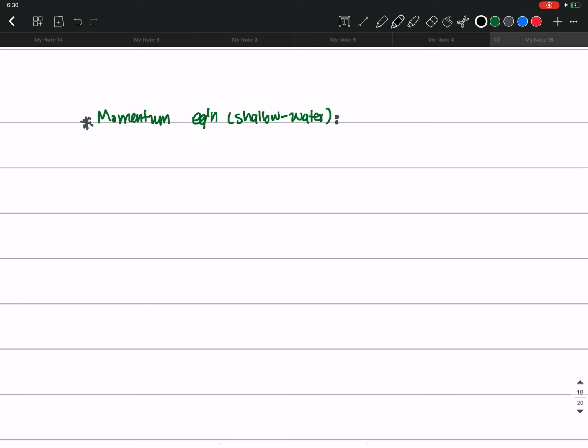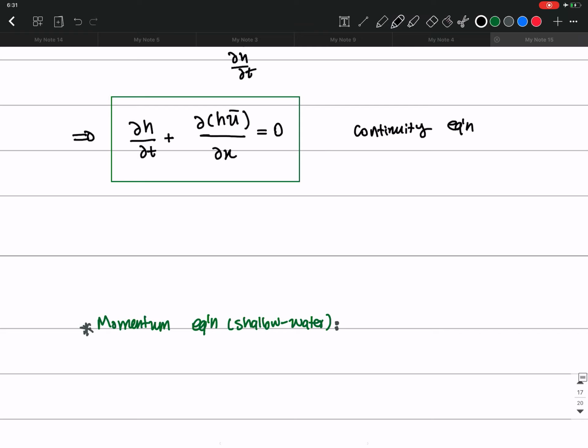Now in this session, I want to derive the momentum equation for shallow waters. So this is the second shallow water equation, in addition to the continuity equation that we derived for these flows in the previous session.